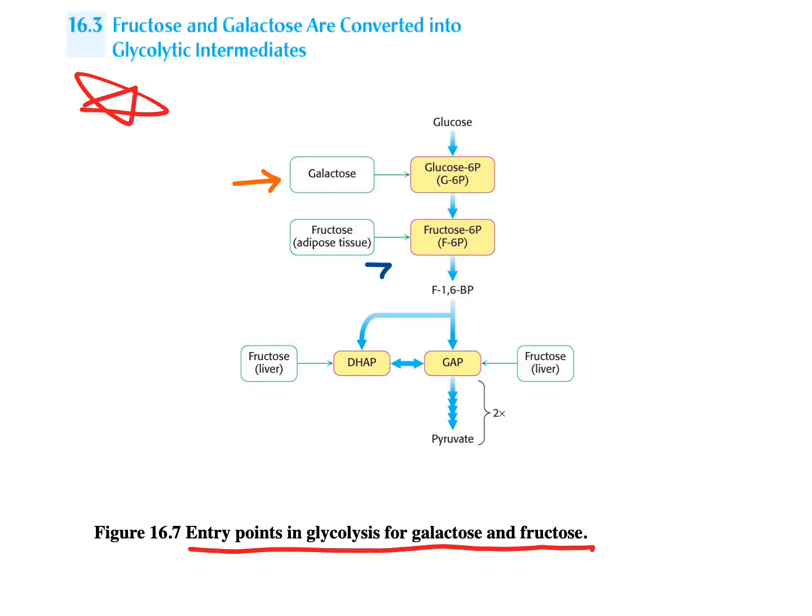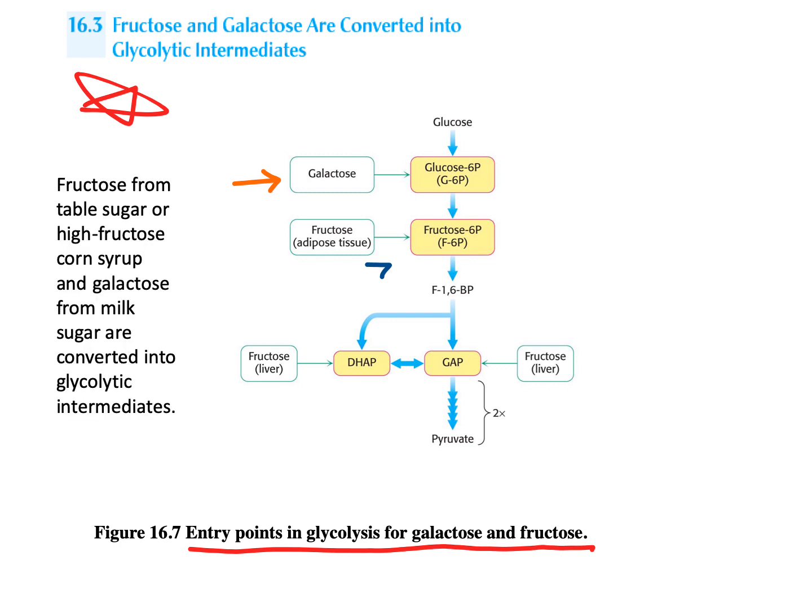This shows the entry points in glycolysis for galactose and fructose. Fructose from table sugar or high fructose corn syrup, and galactose from milk sugar. The galactose enters the glycolysis pathway at step 1, and the fructose from adipose tissue enters the glycolysis at step 2. The fructose from the liver enters the glycolysis at step 5.